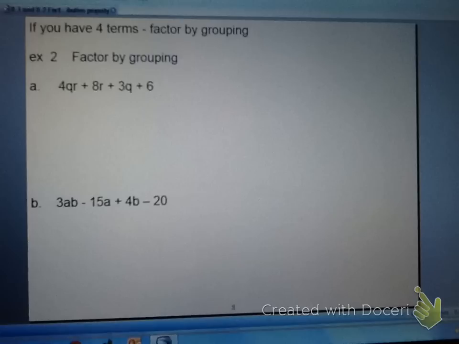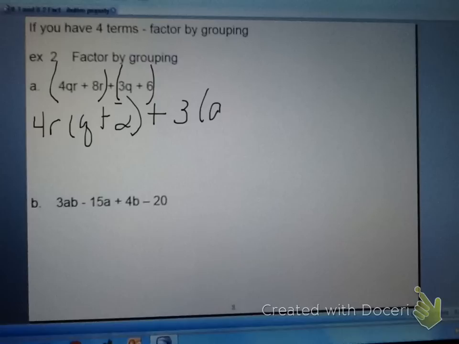Example 2, we're going to factor by grouping. When we factor by grouping, we group the first two together, and we group the last two together, and make sure you have a plus sign in between. Step 1, pull out a GCF in the first group, which would be a 4r, and we get q plus 2. In the second group, make sure you bring down the plus sign. Second group, I'm going to factor out a 3 and get q plus 2.